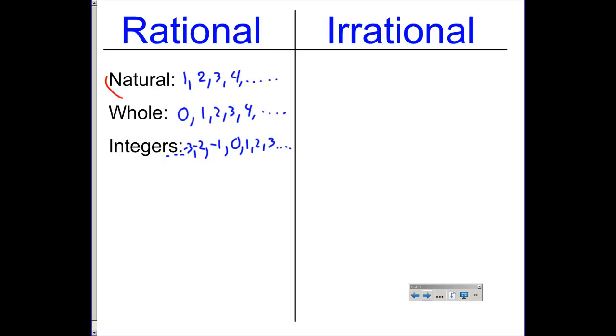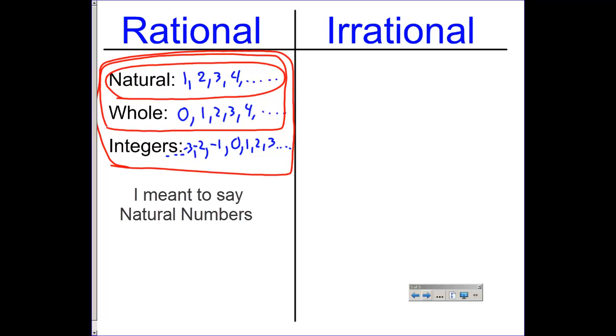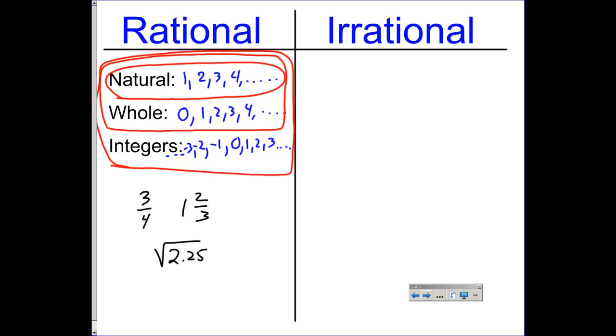Now we've got natural numbers. They are a subset of their own, and whole numbers contain natural numbers. That's a subset, and integers contain whole numbers, and they're all part of the rational number set. Now we have other numbers that are not natural, whole, or integers but are still considered rational, like our fractions, like 3/4 or 1 2/3. Or let's say the square root of 2.25. These are all rational numbers.